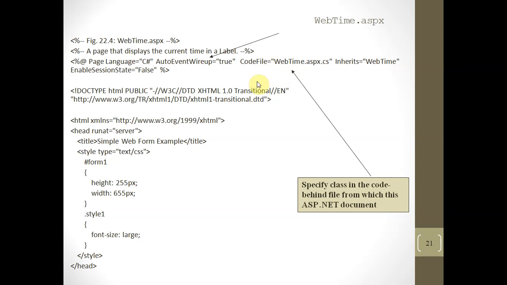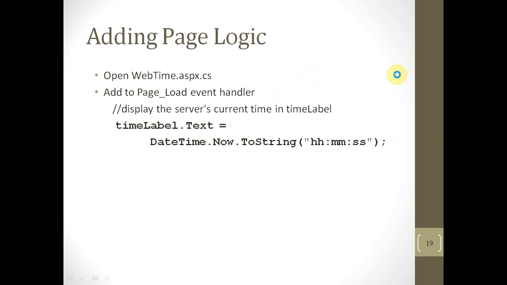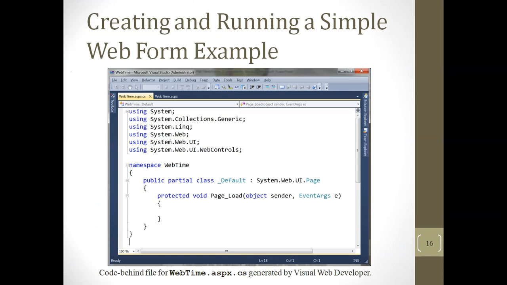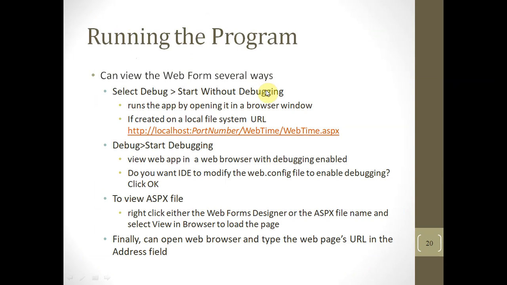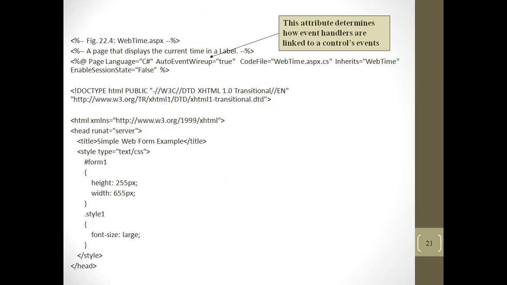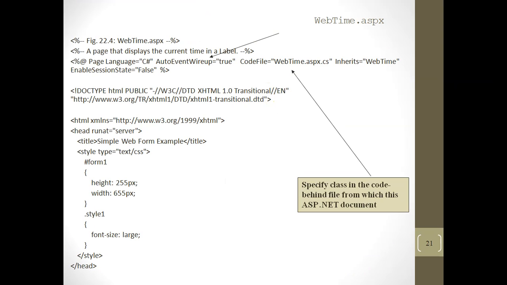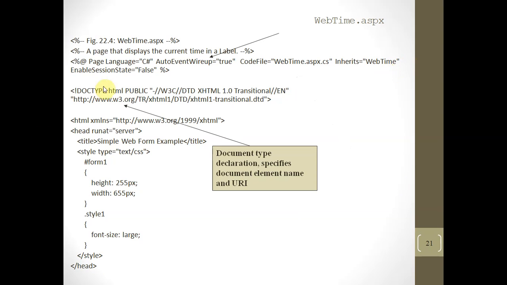Again you can see CodeFile. We are specifying the code file here: webtime.aspx.cs. So this code file has to be mentioned here, and this is mentioned here. You can see this is webtime.aspx.cs, and this file inherits from the webtime class.